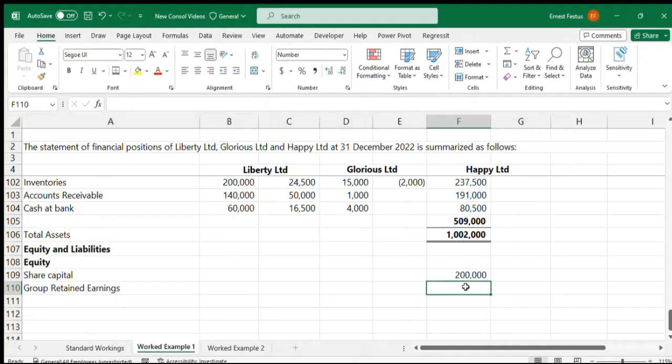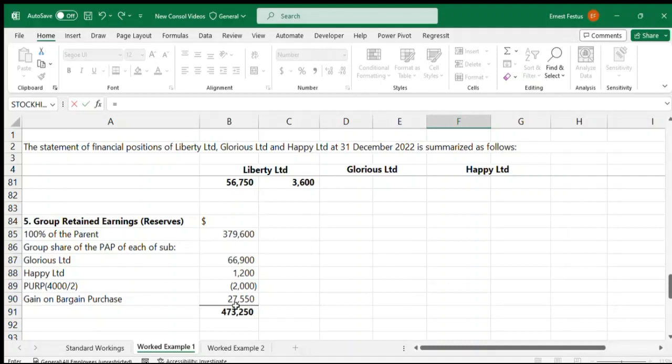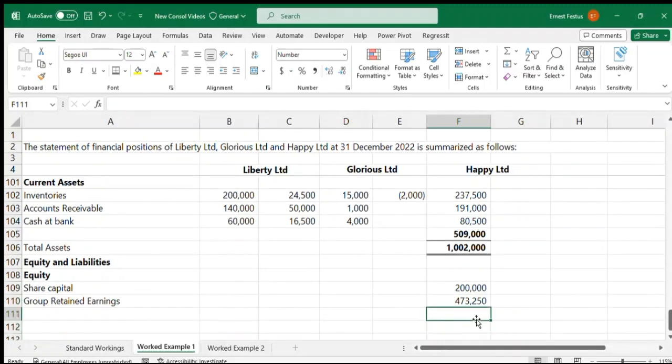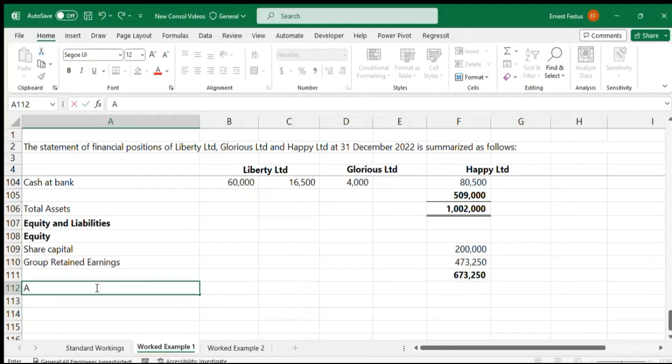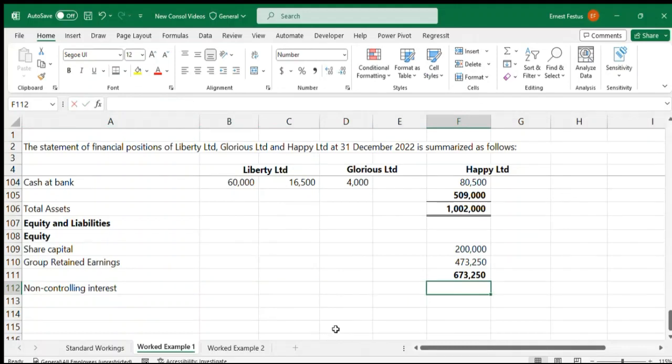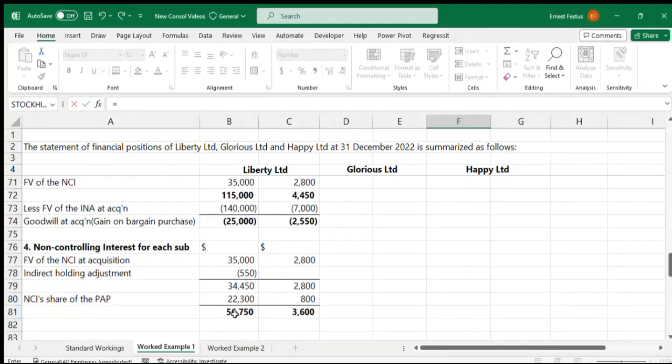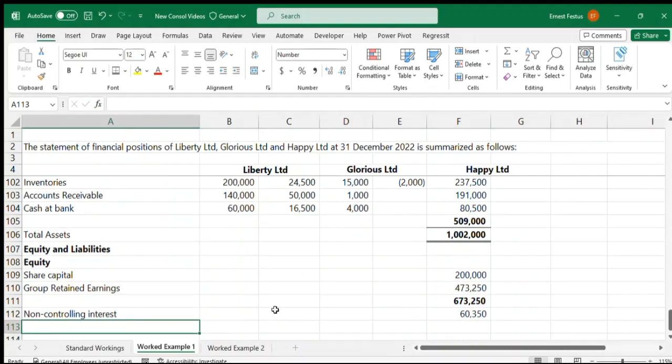So we have our retained earnings, and that has been calculated for us. We have it in our standard workings right here, so I'll just link it there, and I can add these two together. So I add them, and then let me bold this, and then I'll add my non-controlling interest. The non-controlling interest has been calculated in our standard working 4. So I'll come here and add these two together. Then we have that. Alright, so that is our non-controlling interest.